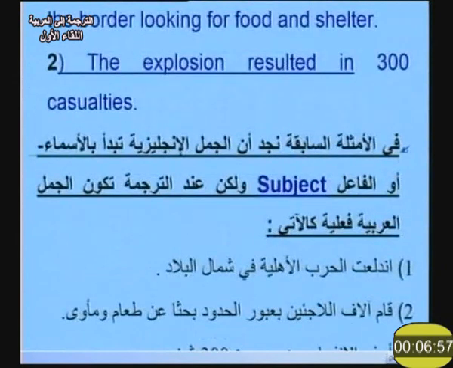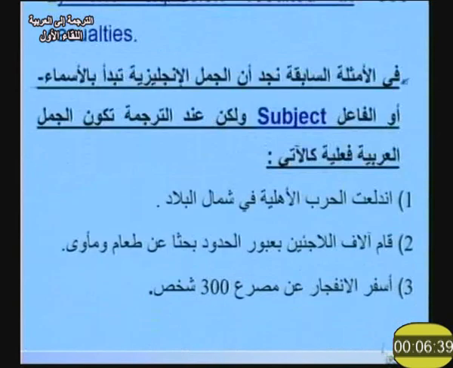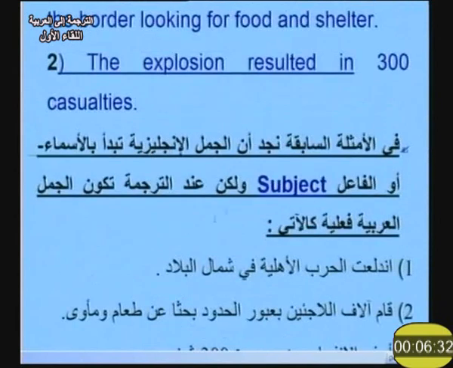Third sentence: the explosion resulted in 300 casualties. Casualties تعني الخسائر البشرية, whether injured or killed, سواء قتل أو إصابة. The explosion resulted in 300 casualties بمعنى أسفر الانفجار عن مصرع 300 شخص. طبعا هنا لو العدد number in figures يبقى in figures in Arabic. لو هو in letters نعمله in letters.